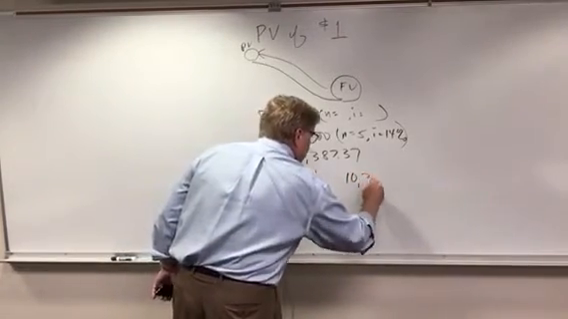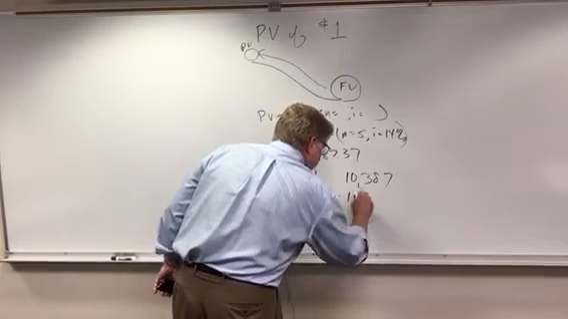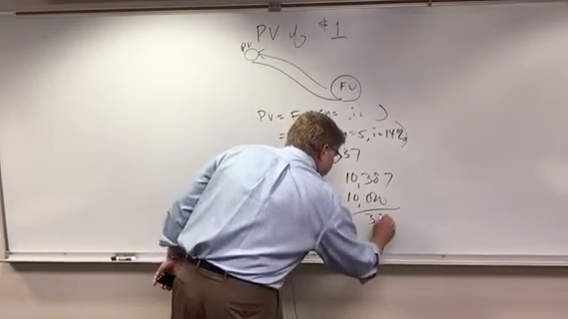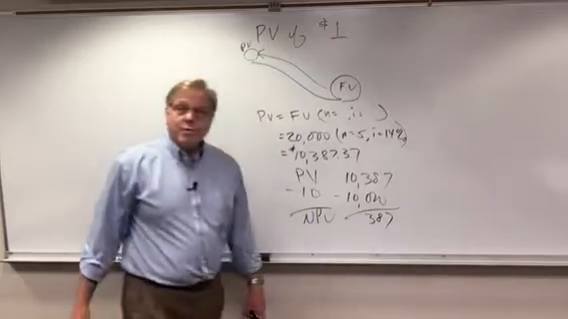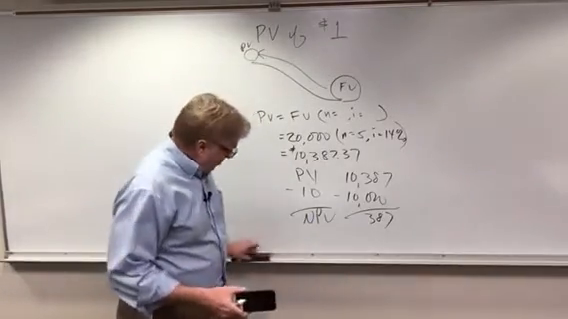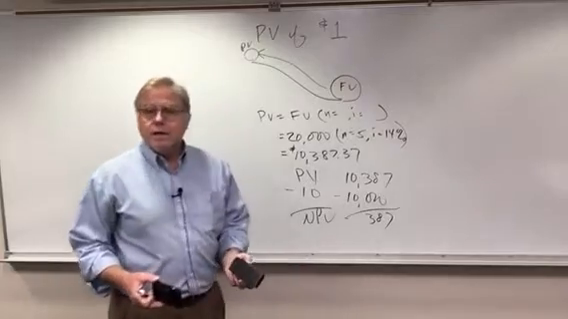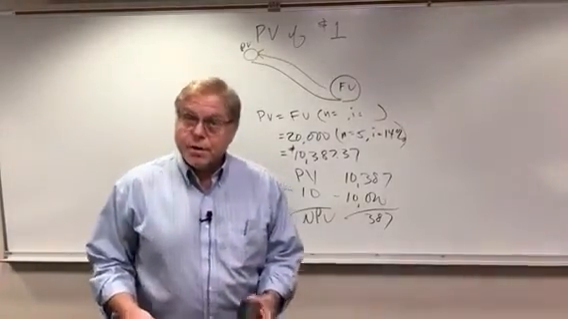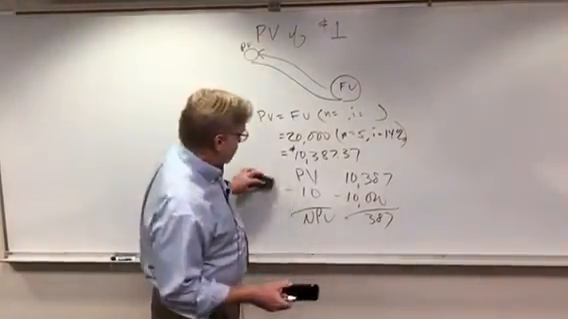10,387 minus 10,000. This investment will create value. It's a good investment. Well, the other way I mentioned that we can solve problems like this is by calculating the internal rate of return and comparing that to the required rate of return.